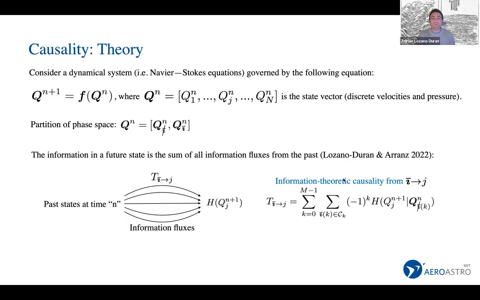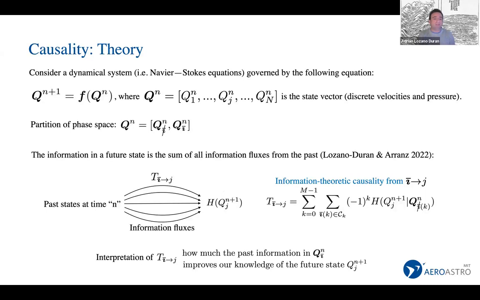And this is what we can use as the definition of causality. These fluxes, we can use them as a quantification of how important one variable is to the future of another variable. And this is the interpretation of this T: it is the causality from I, which could be one variable or a collection of variables, to another variable J in the future.